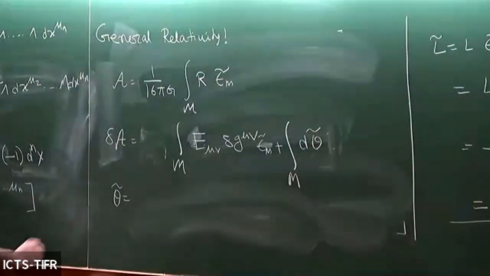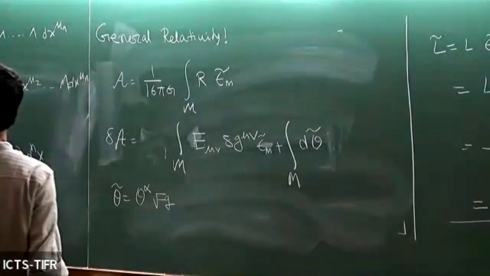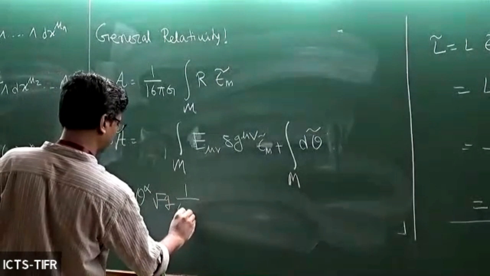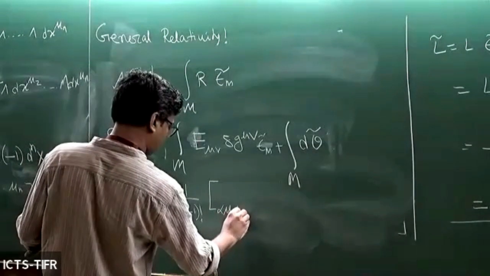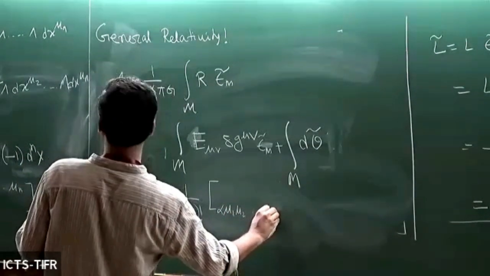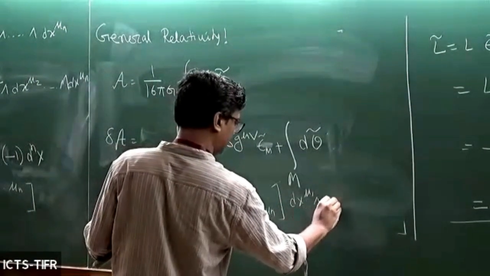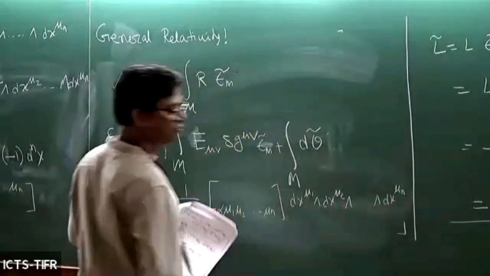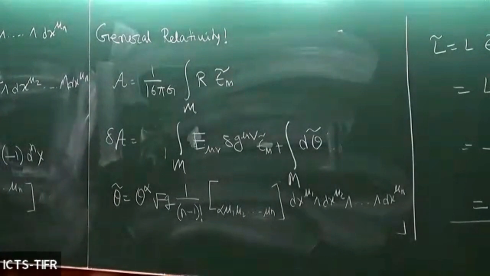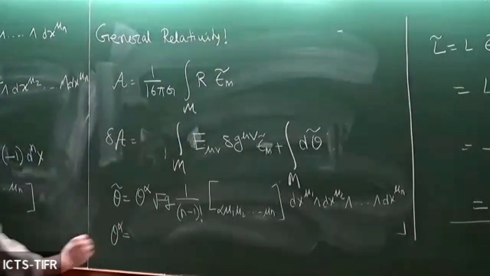This is again, let me write, theta alpha square root of minus g, 1 by (n minus 1) factorial, epsilon alpha mu1 mu2 ... mu n, and then I have dx mu1 wedge dx mu2 wedge dx mu3 and so on. Okay, this is one, and then again write down what is theta alpha, because this is going to be important. It includes the 1 by 16 pi G.